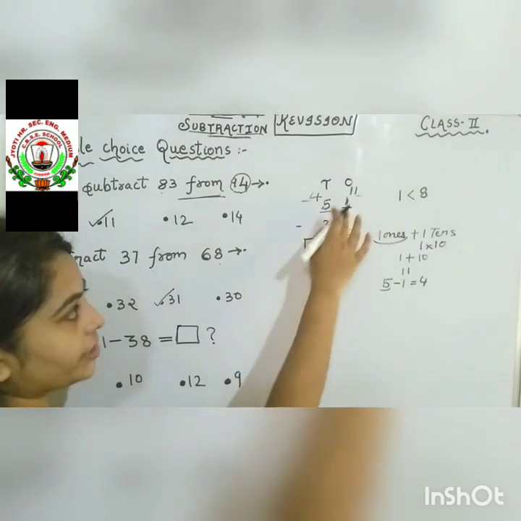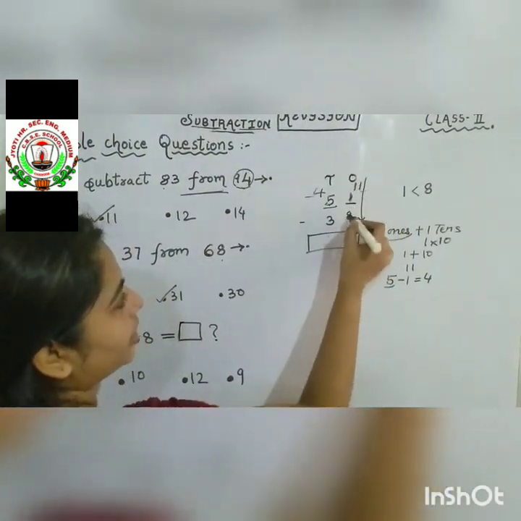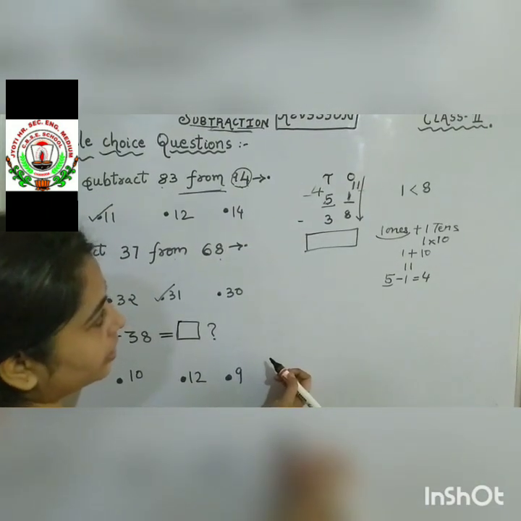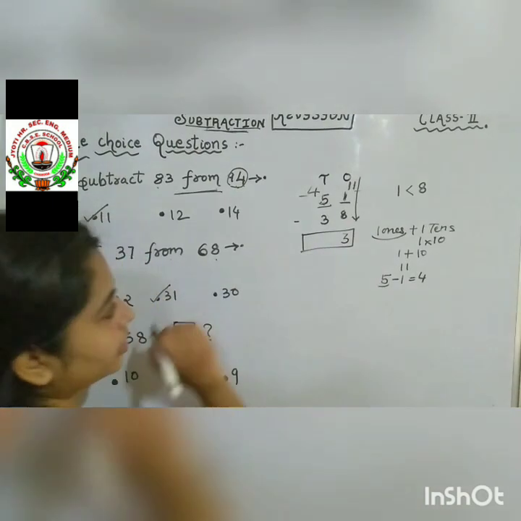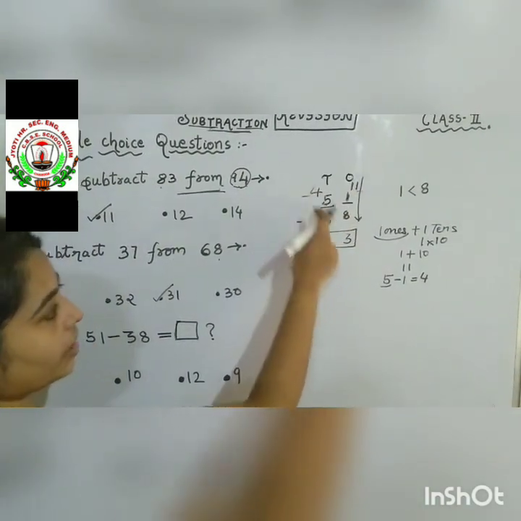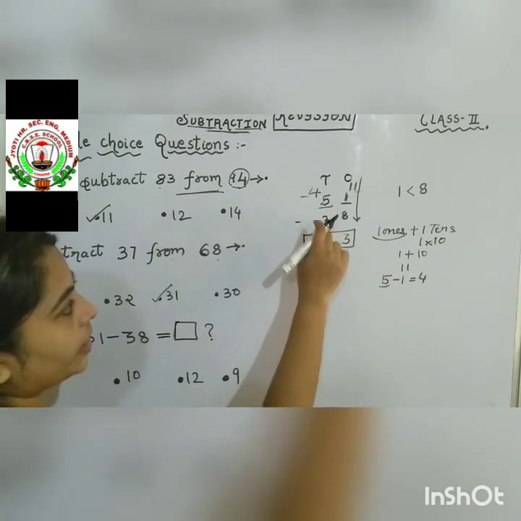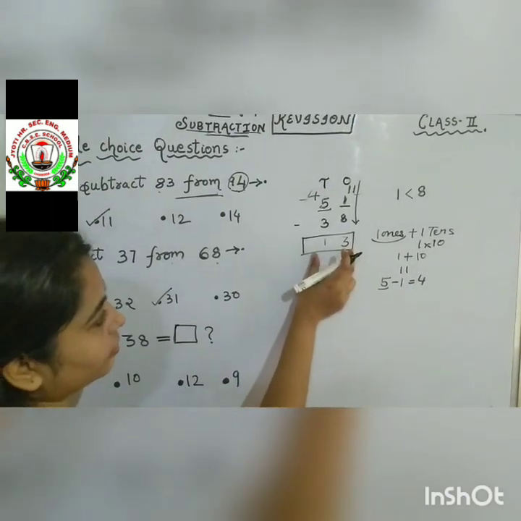Now we will do the subtraction with the new numbers. Children, starting from the ones place, 11 minus 8. Children, 11 minus 8 is 3. Written under the ones column. Then in the tens place we have the new numbers 4 and 3. You have to subtract 4 and 3. 4 minus 3, children, 1. So our answer comes as 1, 3, 13.